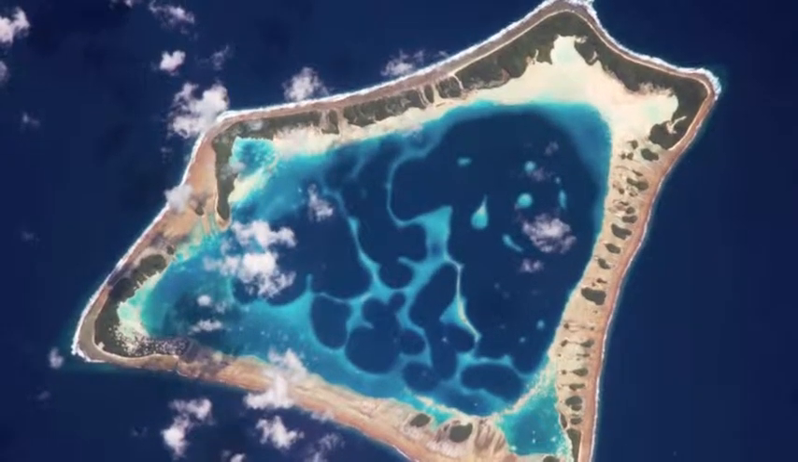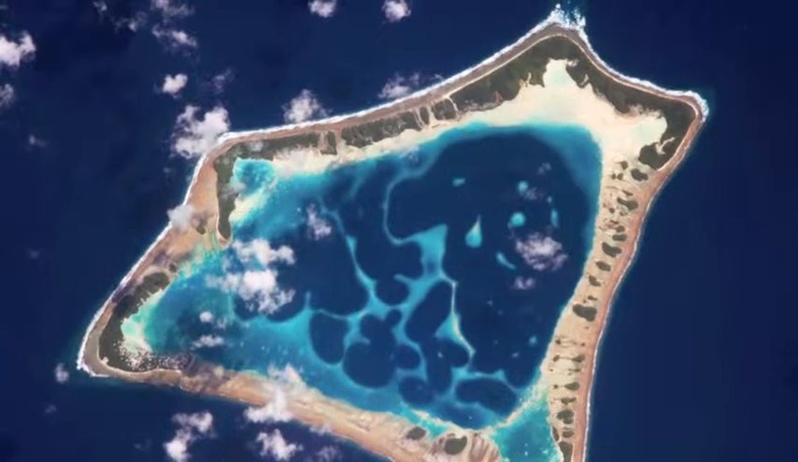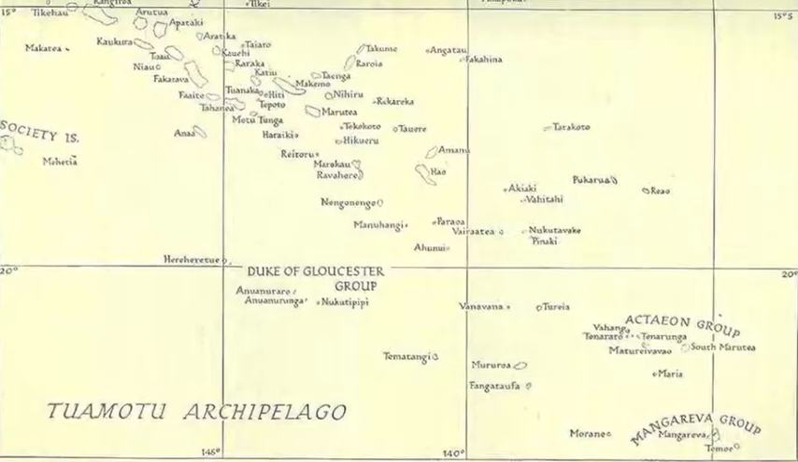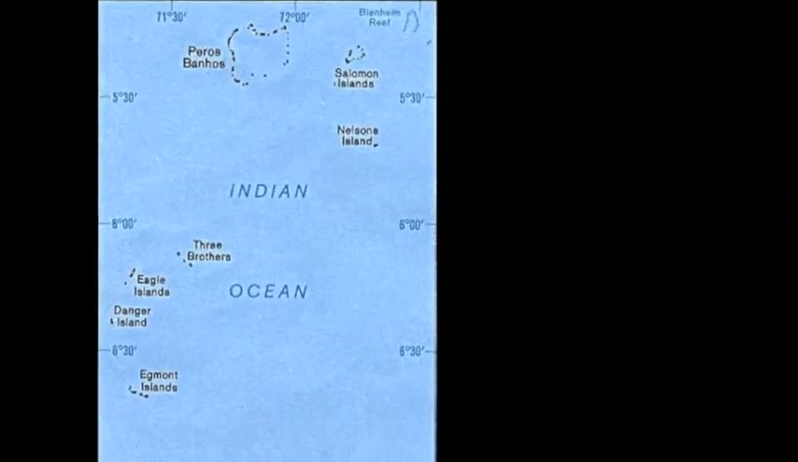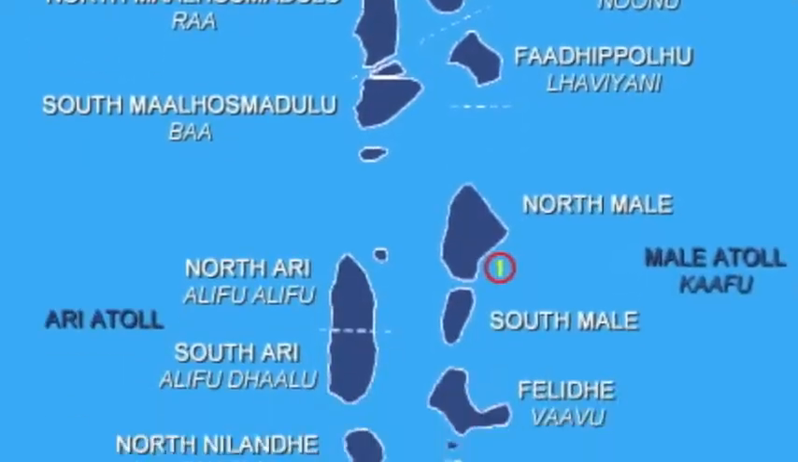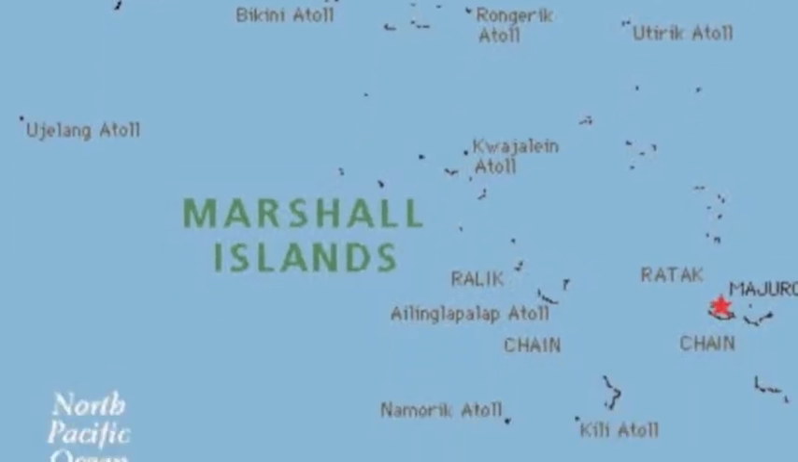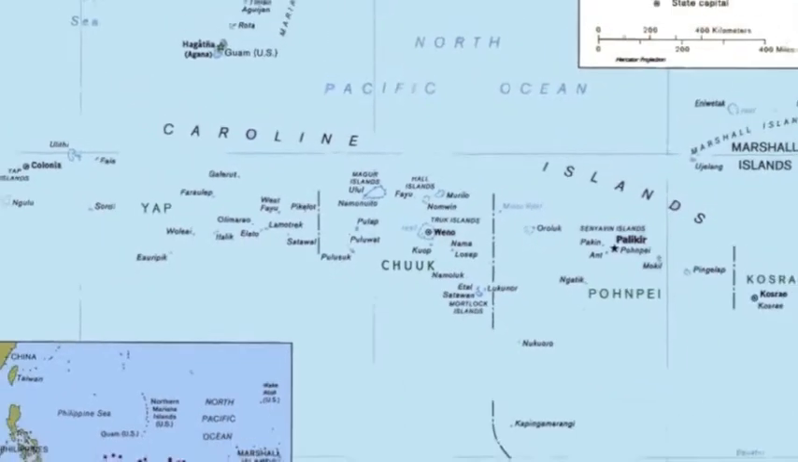The most famous atolls are the Coral Sea Islands, Tuamotu Archipelago, Chagos Archipelago, the Maldives in the Indian Ocean, the Marshall Islands, the Caroline Islands of the Pacific Ocean.